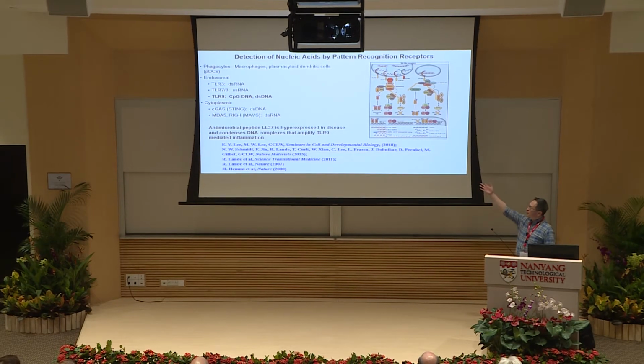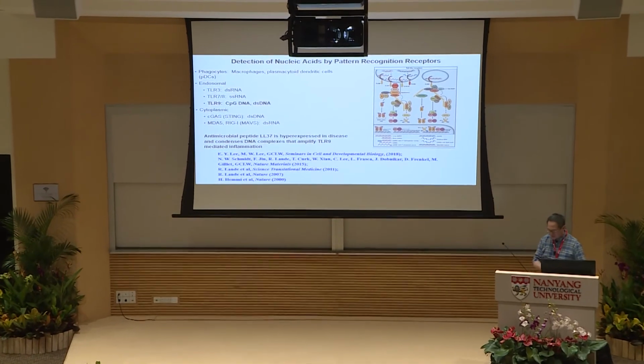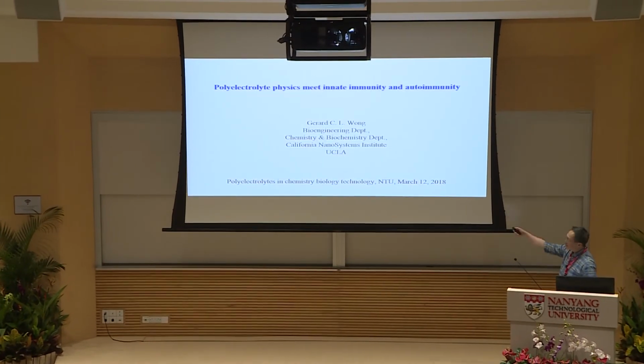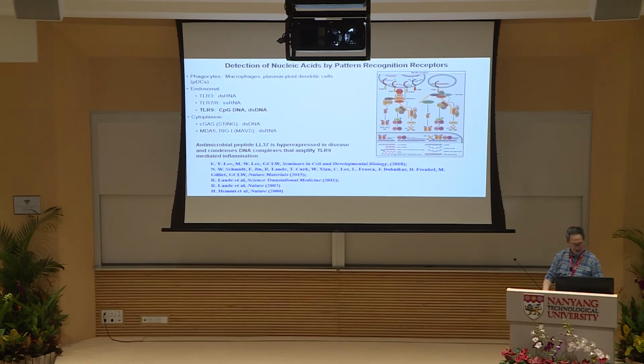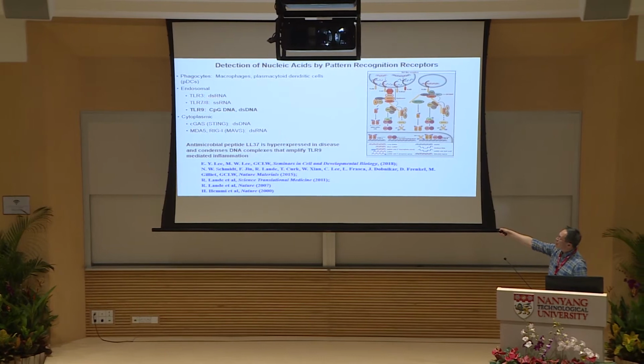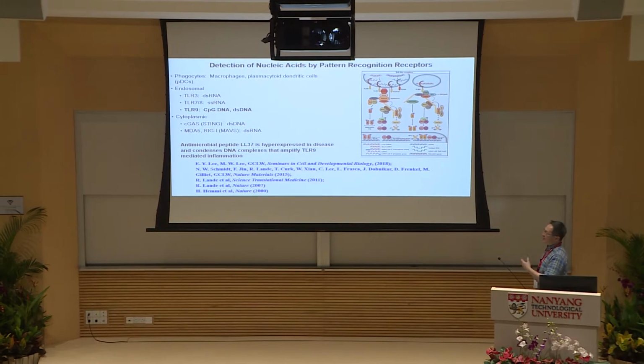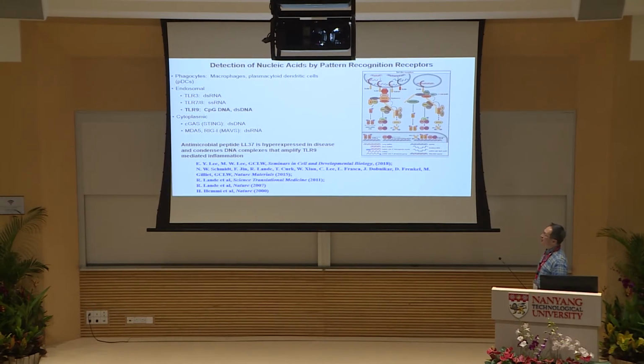So you have endosomal sensors like the toll-like receptors. Double-stranded RNA is detected with toll-like receptor 3, single-stranded RNA is detected by toll 7, 8, and double-stranded DNA is detected by toll 9. You also have cytoplasmic sensors like the STING pathway and so forth, and these I'm not going to talk about today, but they're actually quite hot topics in immunology right now.